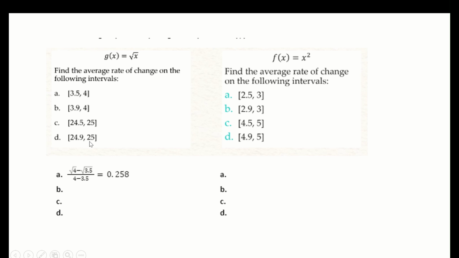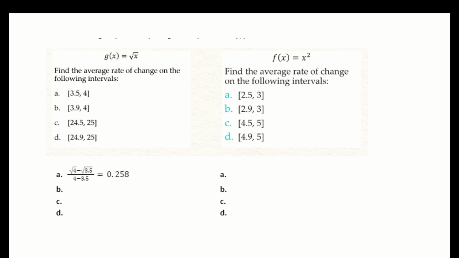For the other function, the average rate of change is going to be calculated differently because it is x squared. So make sure that you're plugging into the function x squared when you do your average rate of change calculations. Do your best on this. Once you advance the video, it'll show you the answers to all 8 average rate of change calculations you're supposed to be doing.